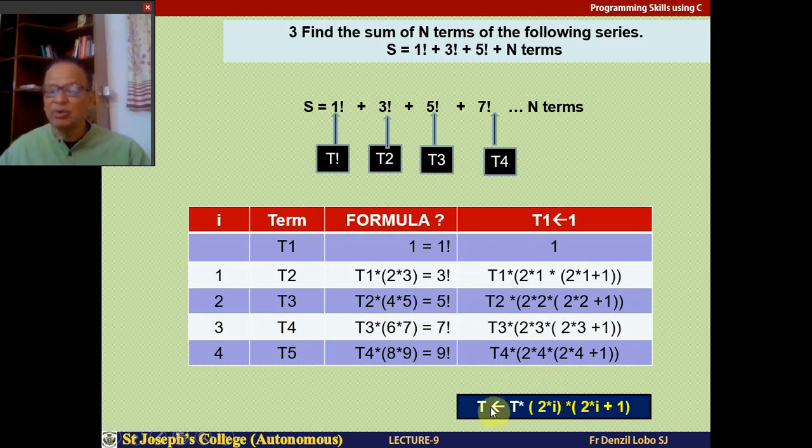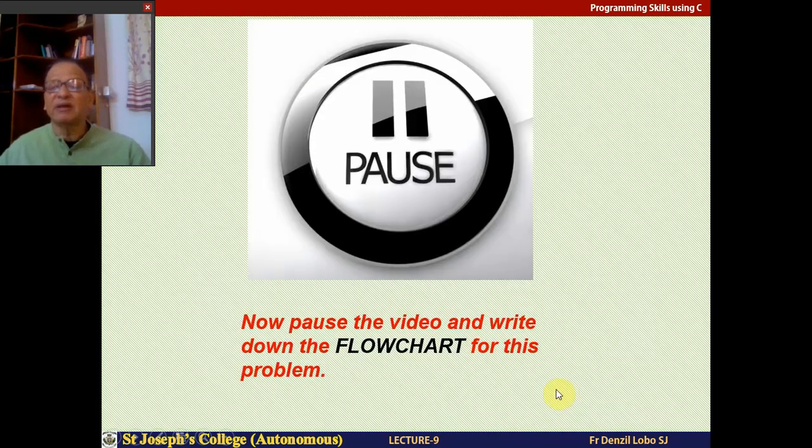The general formula is going to be next T is equal to previous T into 2I into 2I plus 1. So this becomes the formula for generating the next term. So please remember this. Not remember, you don't have to memorize. You have to derive. That is very important. Look at these numbers and try to derive this formula. And then now you write the complete flow chart for finding out the sum of n terms of odd factorial series.